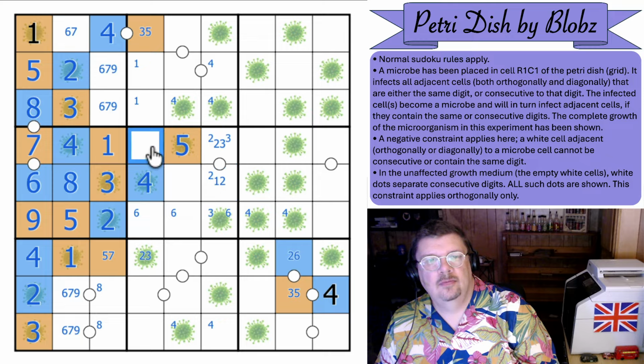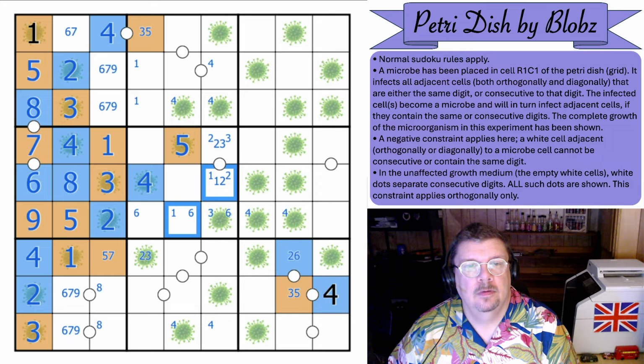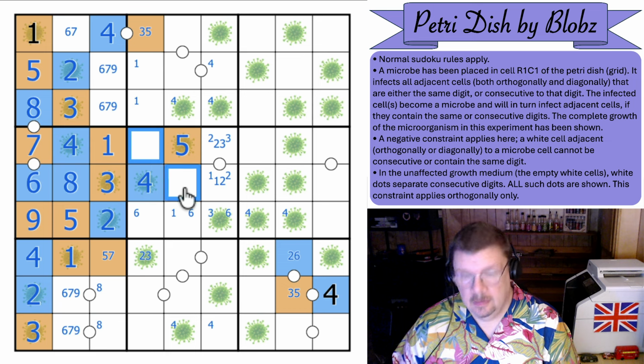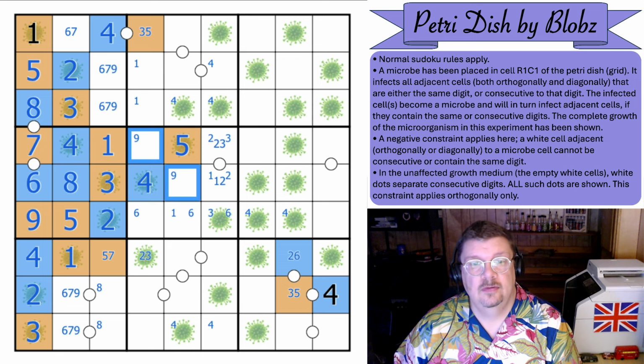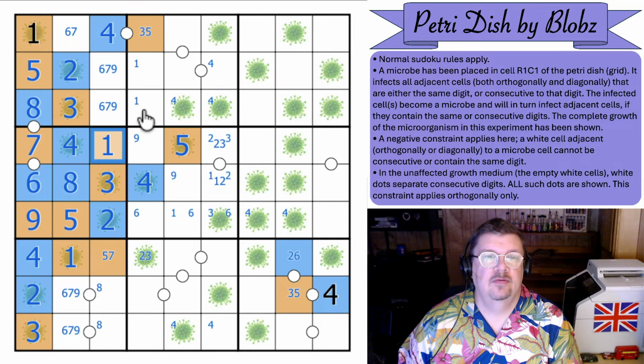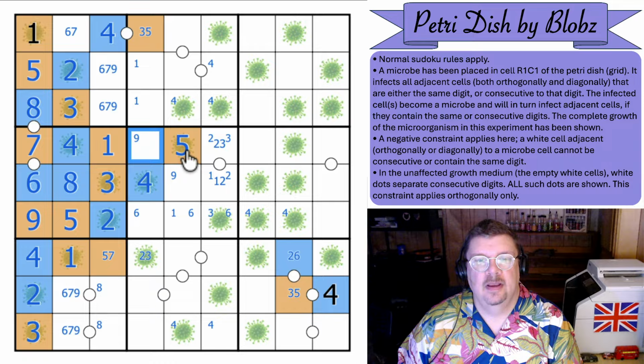No, that wasn't what I wanted either. Oh. 1 is in one of those two. 9 is in one of those two. Ah, that can't be a 1 because it would have been infected. No, that's not an infected 1. Don't make that mistake. Okay.